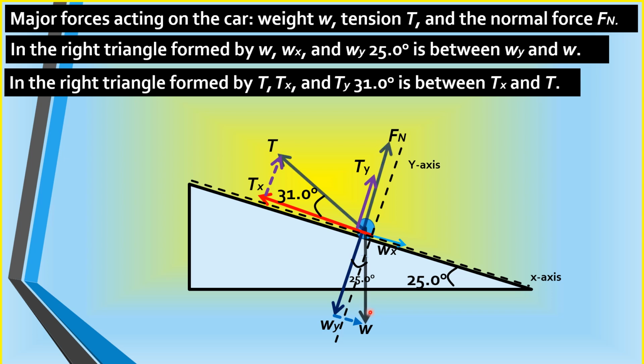Likewise, in the imaginary triangle formed by the tension T, the Tx, and the Ty, Tx, the red arrow, is actually the adjacent side to the angle. All right. So while Ty, whose projection is indicated here by the broken arrow, happens to be the opposite side of the angle.